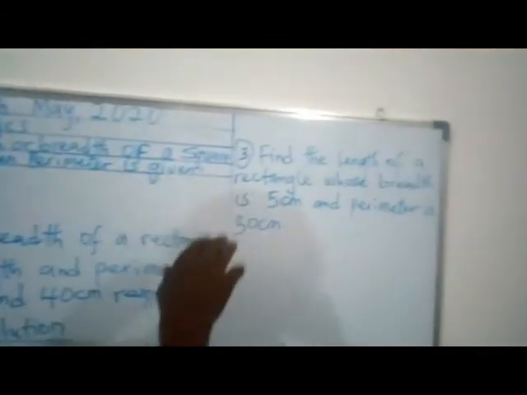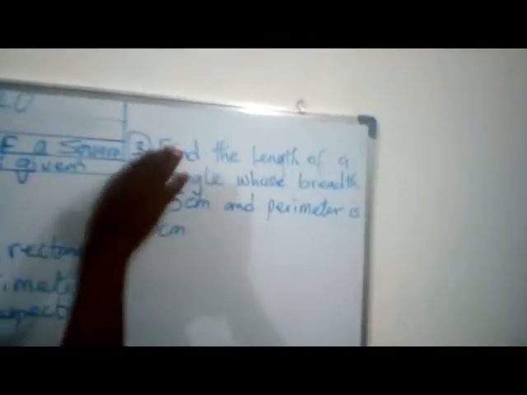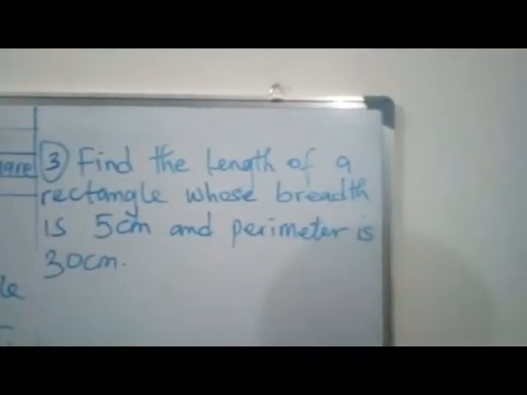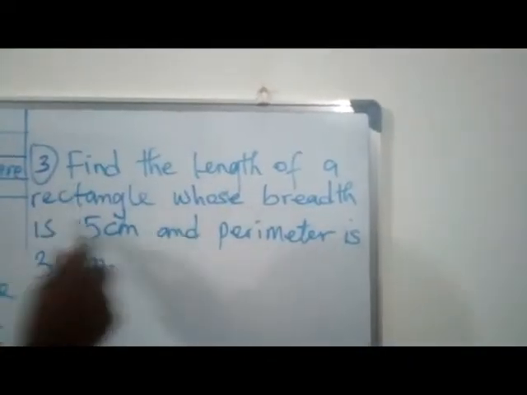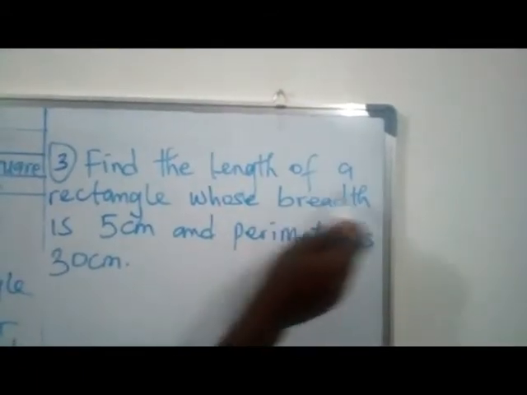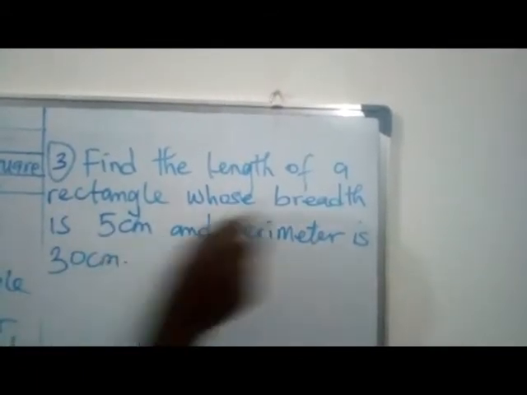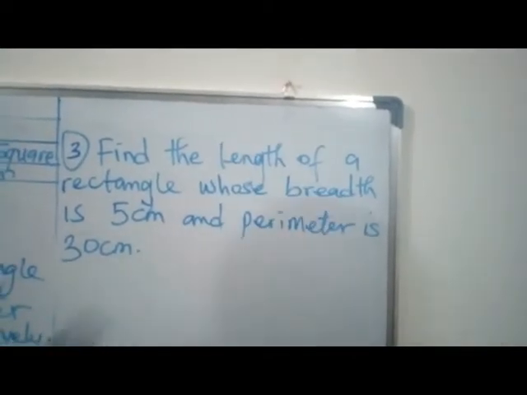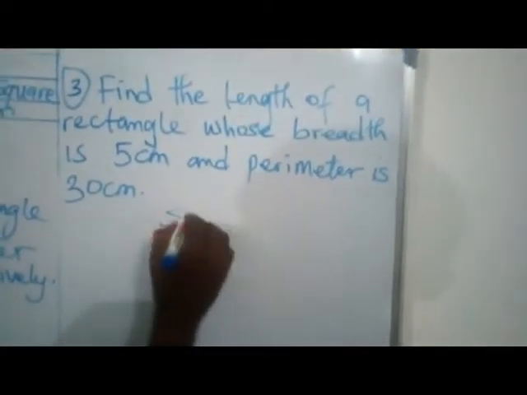Now in this case, we are finding the length of a rectangle when we have the breadth of that rectangle and the perimeter of that rectangle. Let me read it. Find the length of a rectangle whose breadth is 5 centimeters. This is the value of the breadth. And the perimeter of that rectangle is what? 30 centimeters. Let me write my solution.